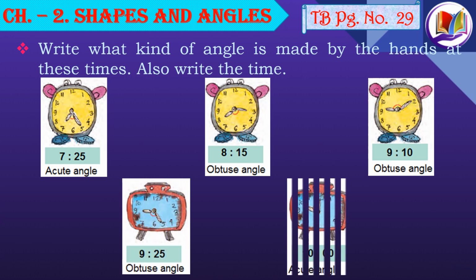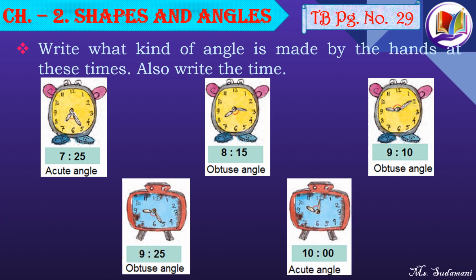Now what about the next one here? Well, it's an obtuse angle again because the movement of the hand is more than 90 degree. And the last one, acute angle, that is, the movement of the hands of the clock is less than 90 degree. So it forms an acute angle. And you can also observe the clocks and write the time below.